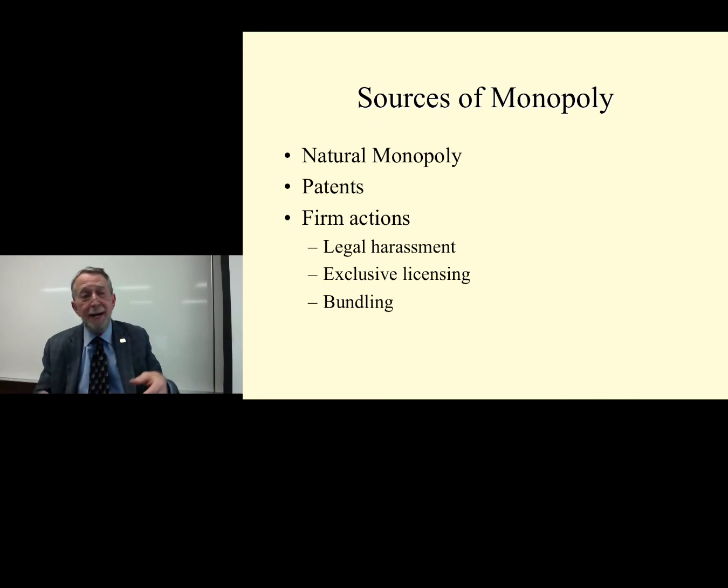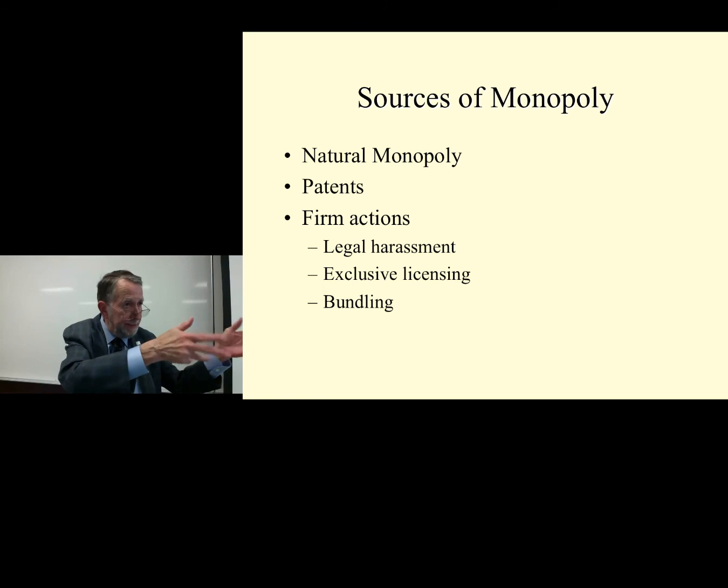If I buy power from, what's the one down south? Between here and San Diego.